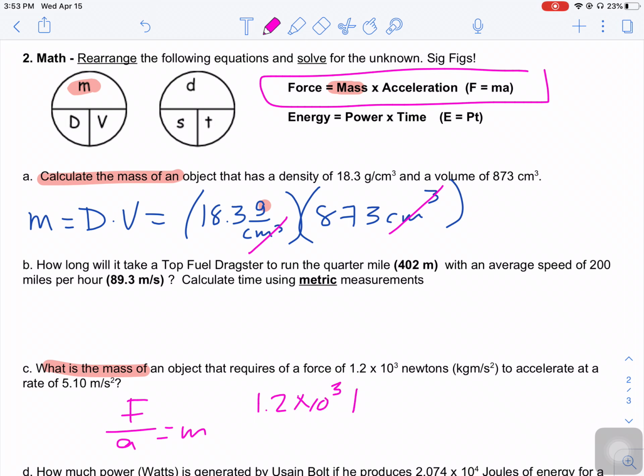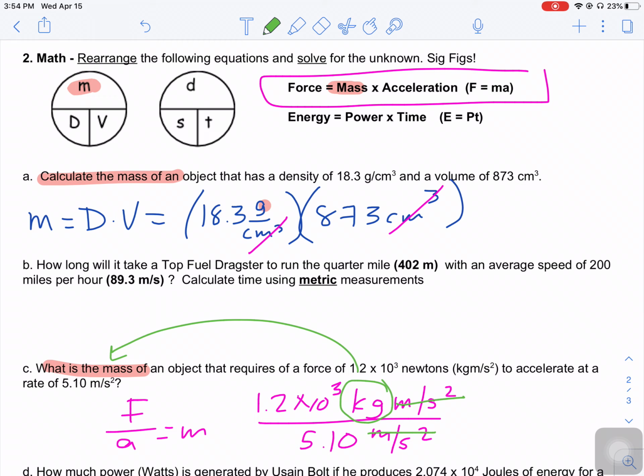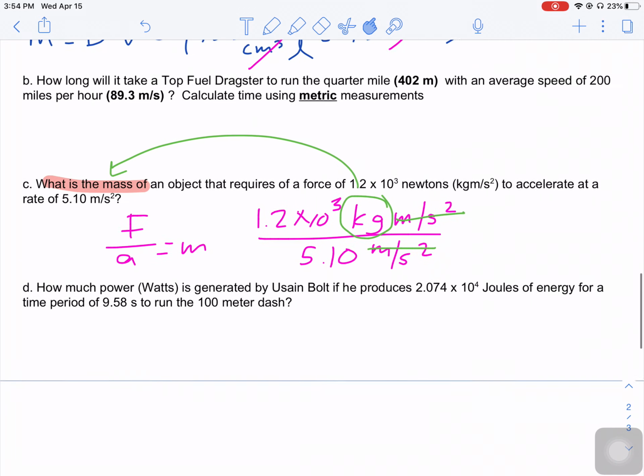And rather than putting newtons in, I'm going to put kilograms and meters per second squared. You'll see why in just a second. And then I'm going to divide that by the acceleration, which is 5.10 meters per second squared. And now I think you're going to see why I decided to use units. So meters per second squared and meters per second squared cancel each other out. And my final unit of my answer is going to be in kilograms, which is an appropriate unit for mass. I have 2 sig figs on top. I have 3 sig figs on the bottom. So when I take 1,200 and I divide it by 5.10, I can only keep 2 sig figs as my final answer.